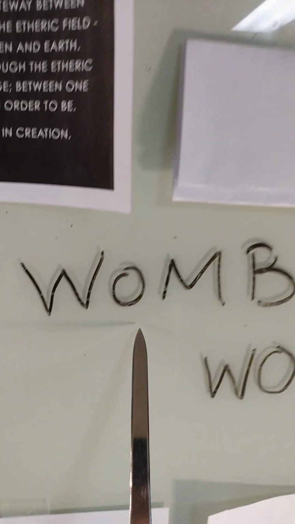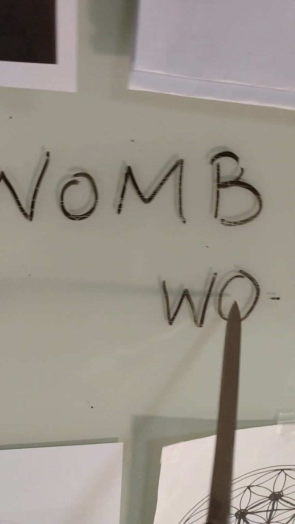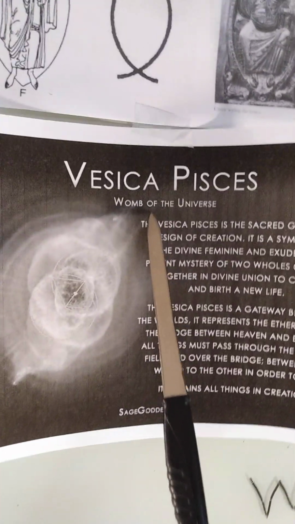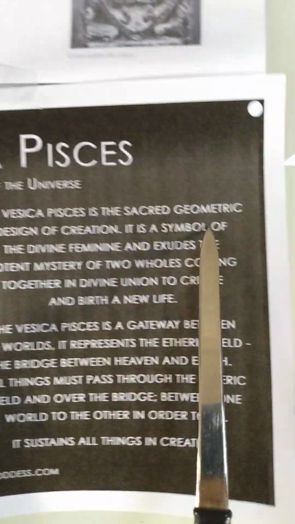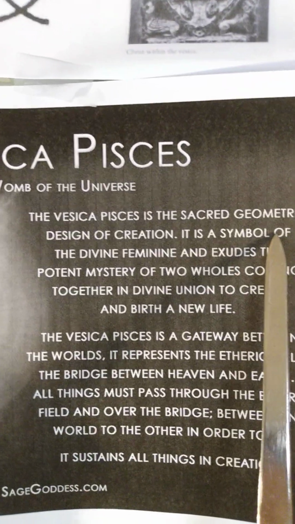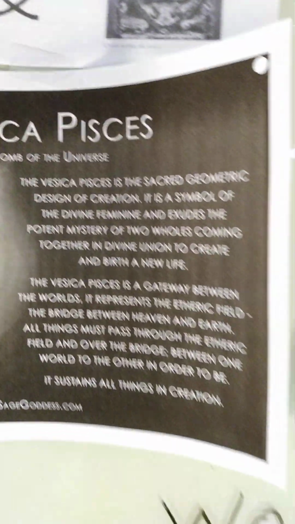And if you're not born with one and you chop it off, then you're still not a woman because you don't have a womb. And that is where the definition of woman came from. It came from the occult and the Vesica Pisces and the geometric design, and it's the divine feminine.